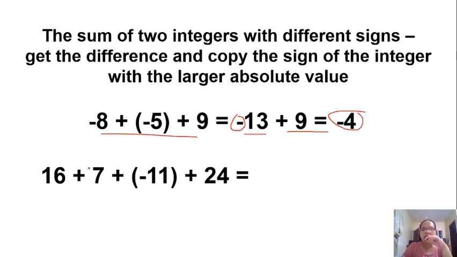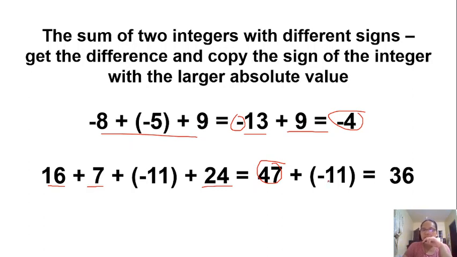If we have 16 plus 7 plus negative 11 plus 24, you can group all of the addends with the same sign. So when you get the sum, that's 47, and then add it to negative 11. Since they are of different signs, you get the difference, which is 36. And what is the sign of 36? Since 47 has a greater absolute value and its sign is positive, that's why the sum is positive 36. Now, if the integer is positive, we do not write the positive sign anymore because it's understood that the number is positive unless it's negative.